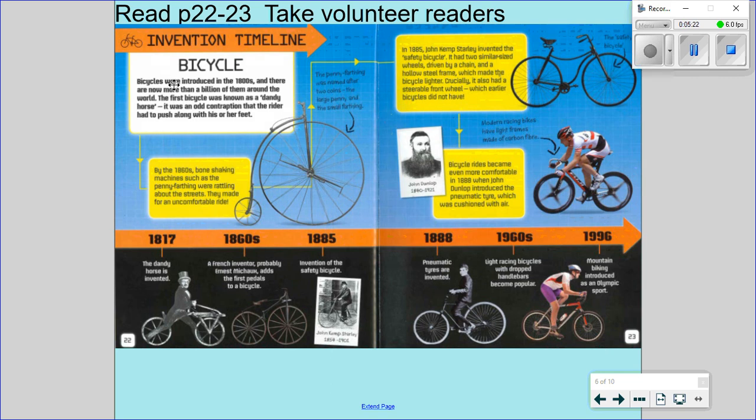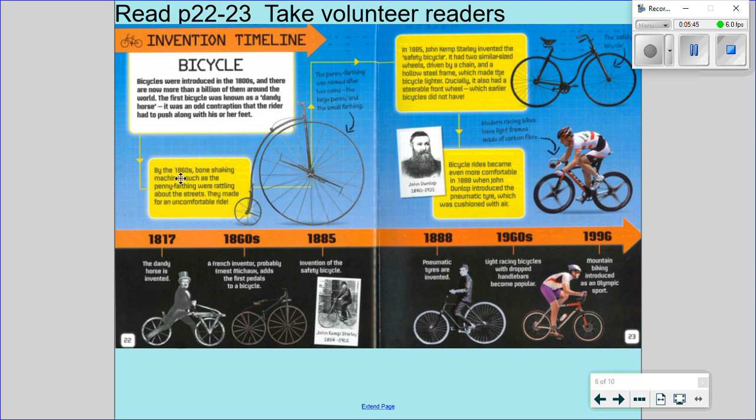So the bicycle. Bicycles were introduced in the 1800s, and there are now more than 1 billion of them around the world. The first bicycle was known as a dandy horse. It was an odd contraption that the rider had to push along with his or her feet. You can see it down here on our timeline, look.